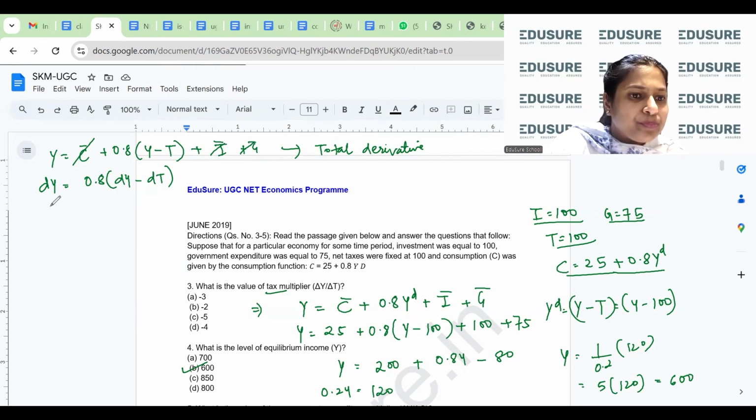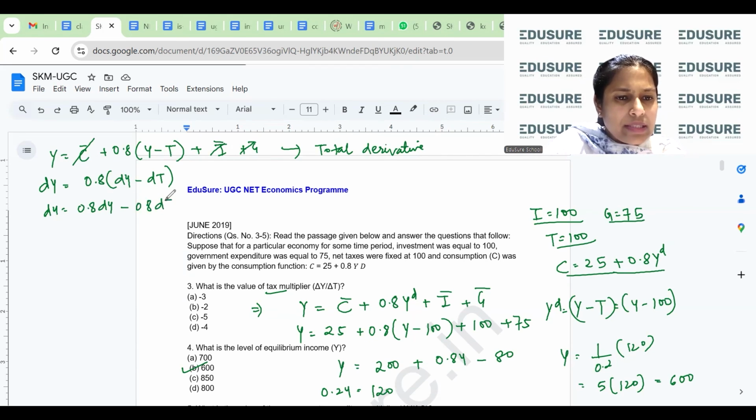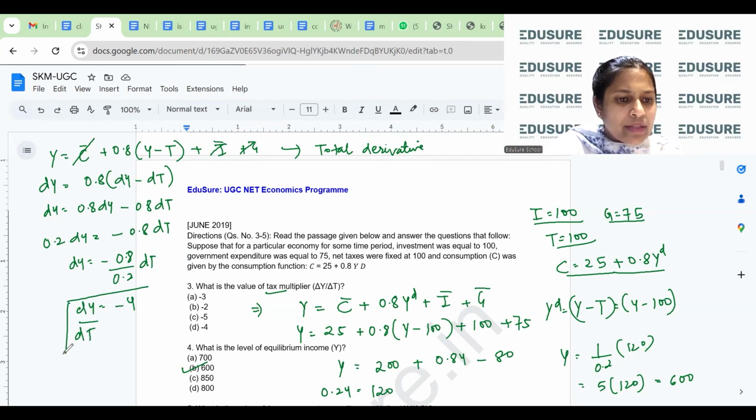So dY will be equal to 0.8 dY minus 0.8 dT. So this will be 0.2 dY is equal to minus 0.8 dT. So dY is going to be equal to minus 0.8 by 0.2 dT, which is dY by dT is equal to minus 4. So the answer is D to question number 3.